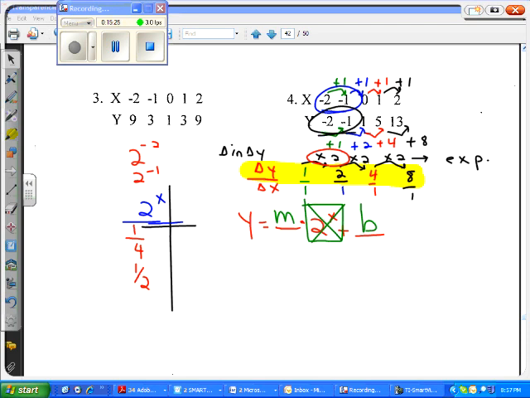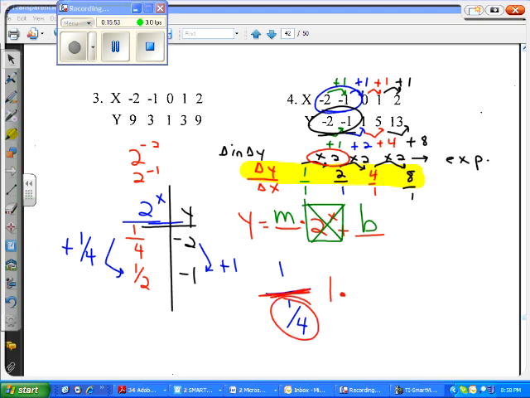I'm going to put those with the y's that went with those x's, -2, -1. And then I'm going to do the change in y, change in x. The first change in y is a gain of 1. The change in x is a gain of 1/4. And so we have 1 divided by 1/4. Dividing by a fourth is the same as multiplying by its reciprocal, 4. And so we get a 4, and that 4 goes in the M position.